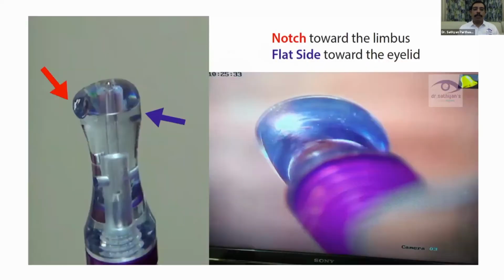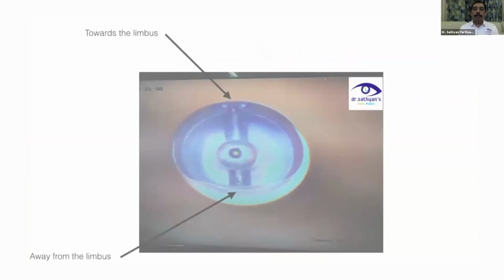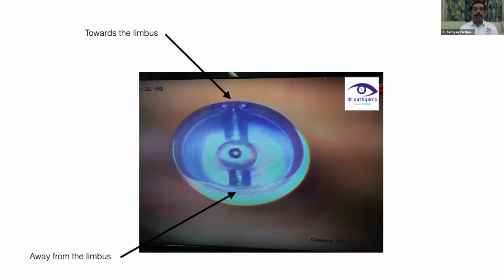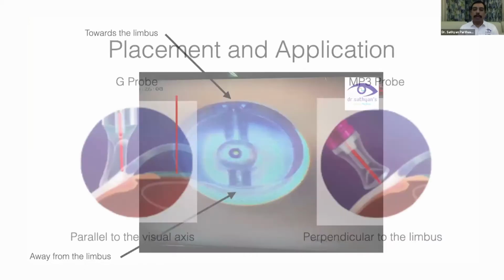So just look at this probe. The tip has a notch. The notch has to be towards the limbus, and the flat side is towards the lid margin. You can see this towards the limbus and away from the limbus, just to re-emphasize how the probe has to be placed.